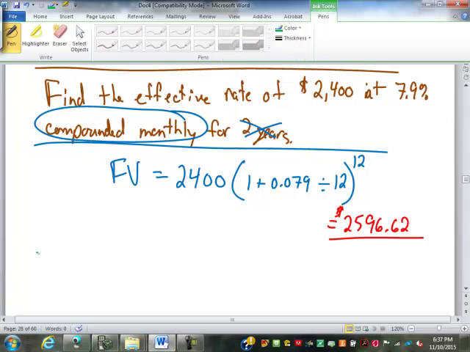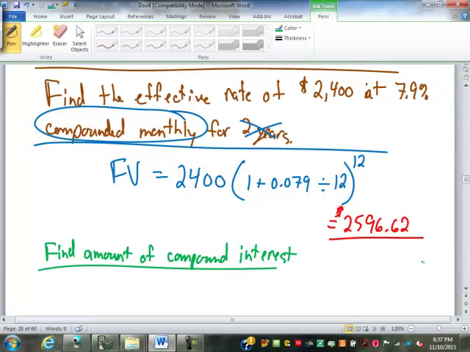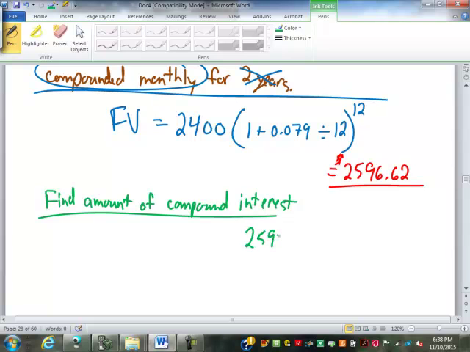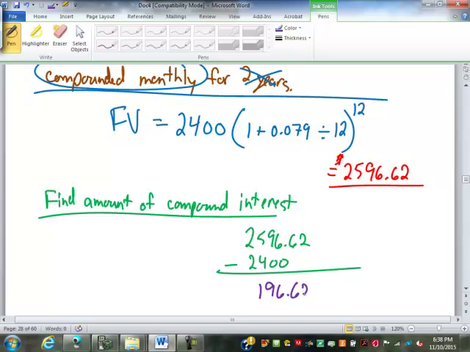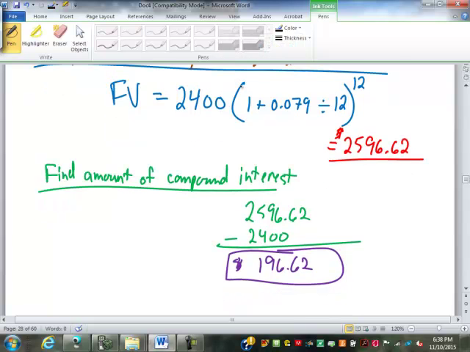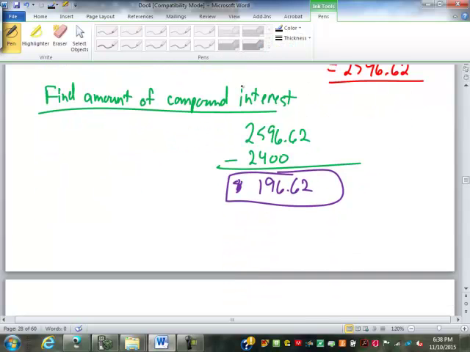What's step 2? Find what? The amount of compound interest. Which is just going to be the 2596.62 minus $2,400. So $196.62. So that'll be used to find our effective rate.